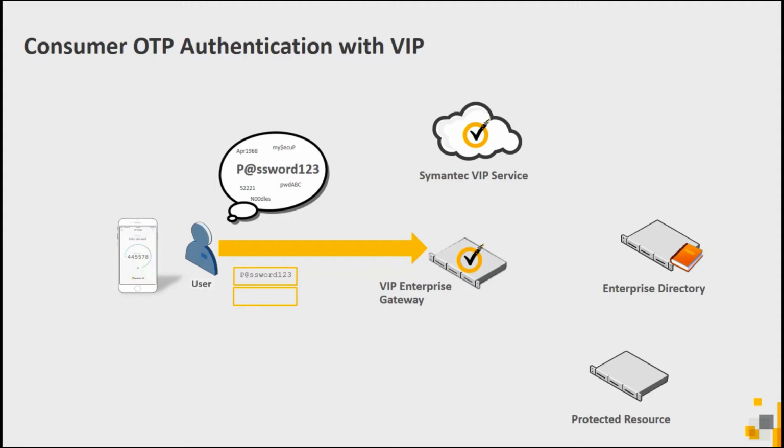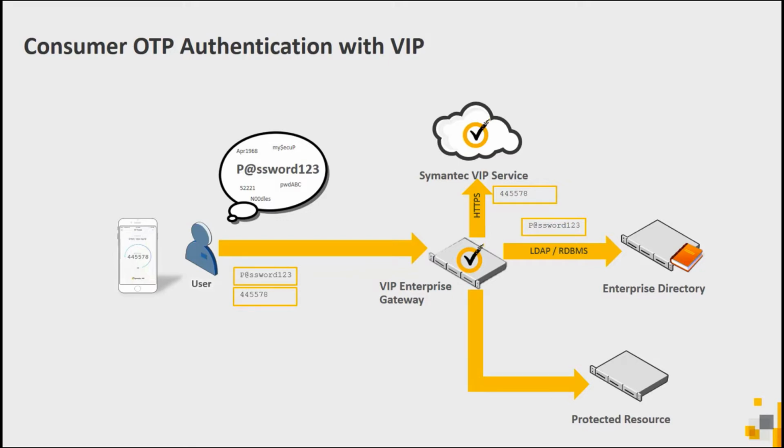The other important graphics here are the Symantec VIP services in the cloud, in the top center, and on the right in the center is the Enterprise Directory. In this case, it's going to be an LDAP or Active Directory of some kind. So the user inputs the username, then a 6-digit passcode, and the enterprise gateway passes that password or the first factor information to the enterprise directory for authentication. The enterprise directory responds in the affirmative, and that 6-digit passcode is then sent to the Symantec VIP services in the cloud for verification.